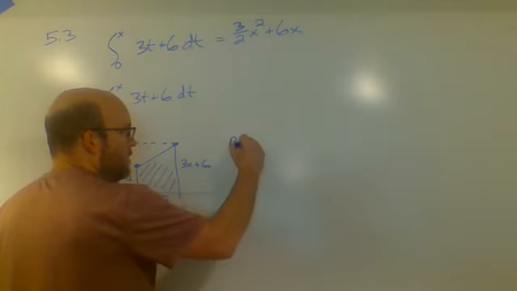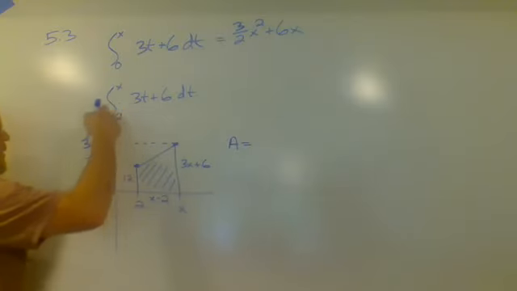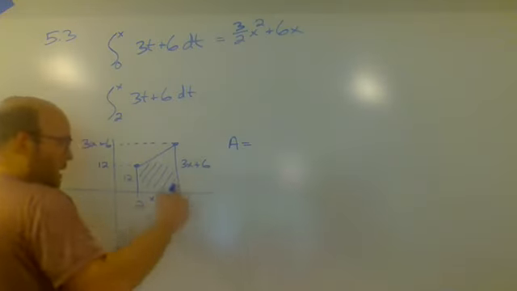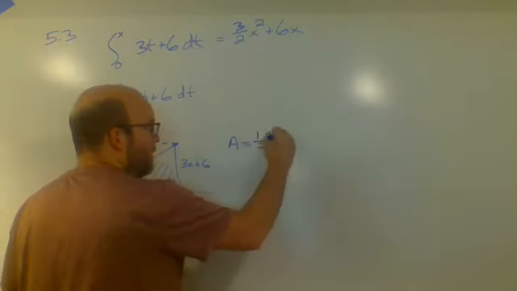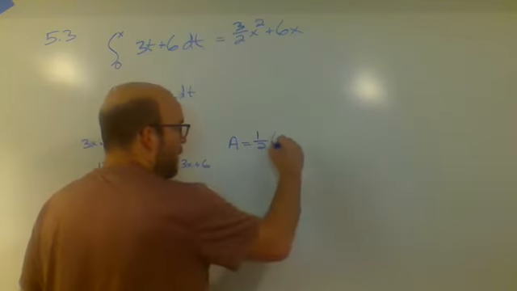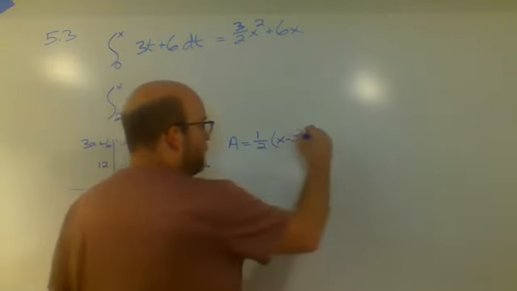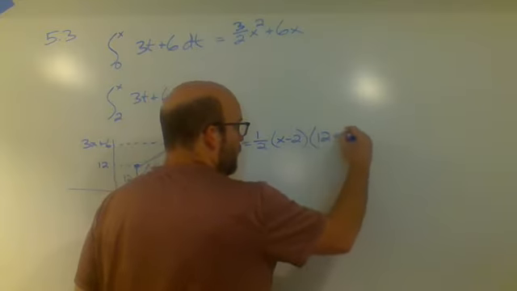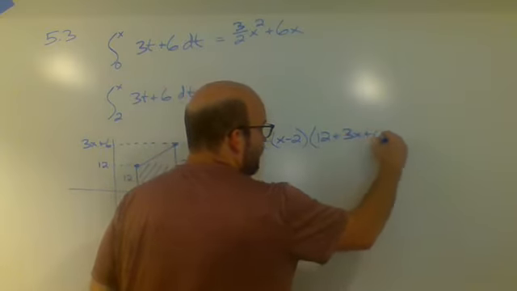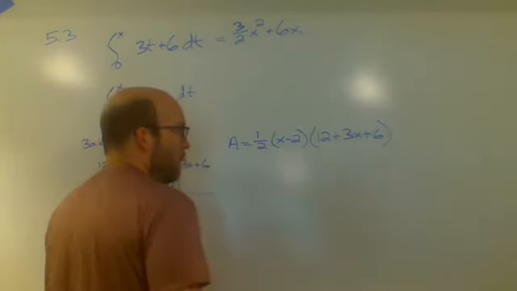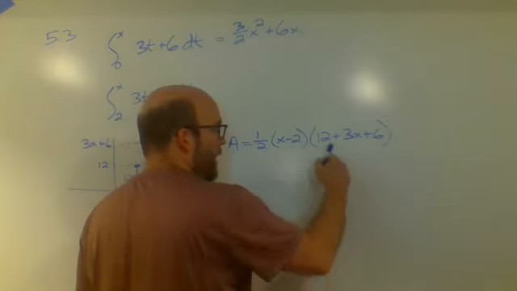So the area, which again is what we're looking for, the definite integrals with the numbers over here mean the net area under the curve. The area is using the trapezoid formula, 1/2 times x minus 2 times the sum of the 2 bases. So add the 2 bases up, you add the 12 plus 3x plus 6. Okay, so at first glance, that doesn't look anywhere close to what we saw before, but let's just go through and see what's about to happen.